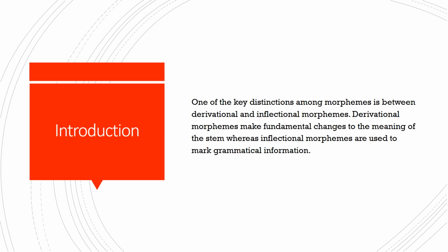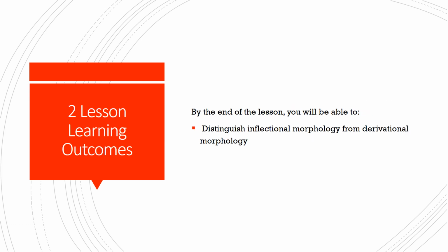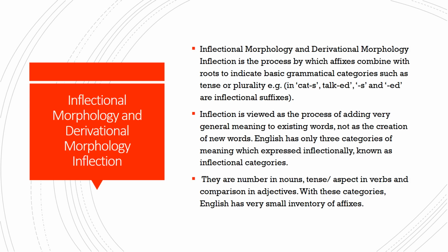One of the key distinctions among morphemes is between derivational and inflectional morphemes. Derivational morphemes fundamentally change the meaning of the stem, whereas inflectional morphemes are used to mark grammatical information. By the end of this lesson, you will be able to distinguish inflectional morphology from derivational morphology.